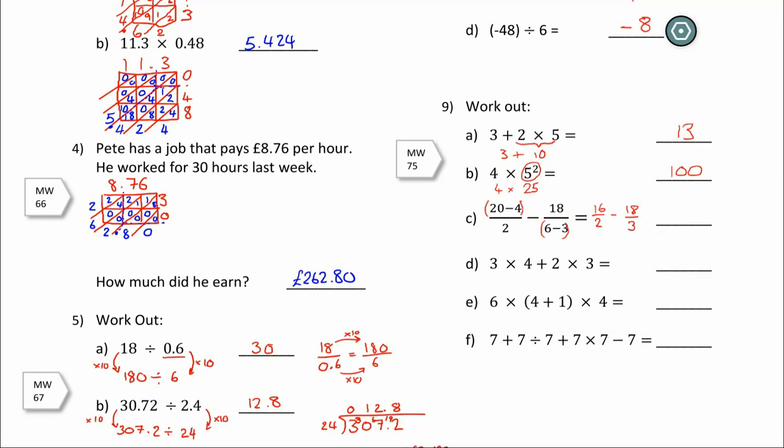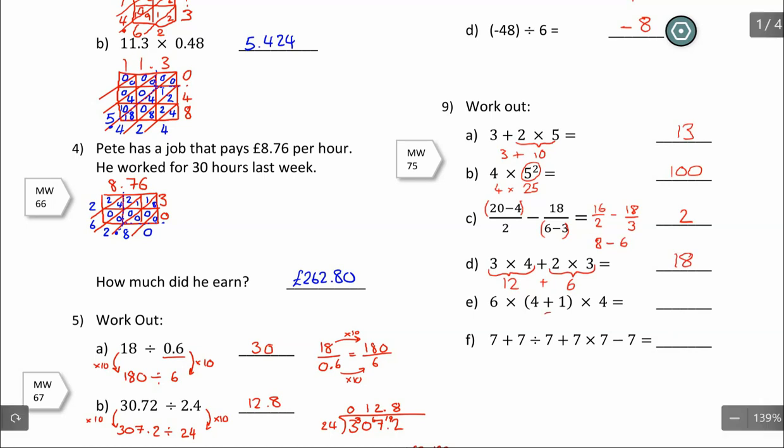Now we do the divisions. So 16 over 2 is 8. 18 over 3 is 6. 8 minus 6 gives 2. Here we're going to do the multiplications first. It doesn't matter which one we do first. If we do this one, that would give us 12. This one would give us 6. The plus will drop down between them. 12 add 6 is 18.